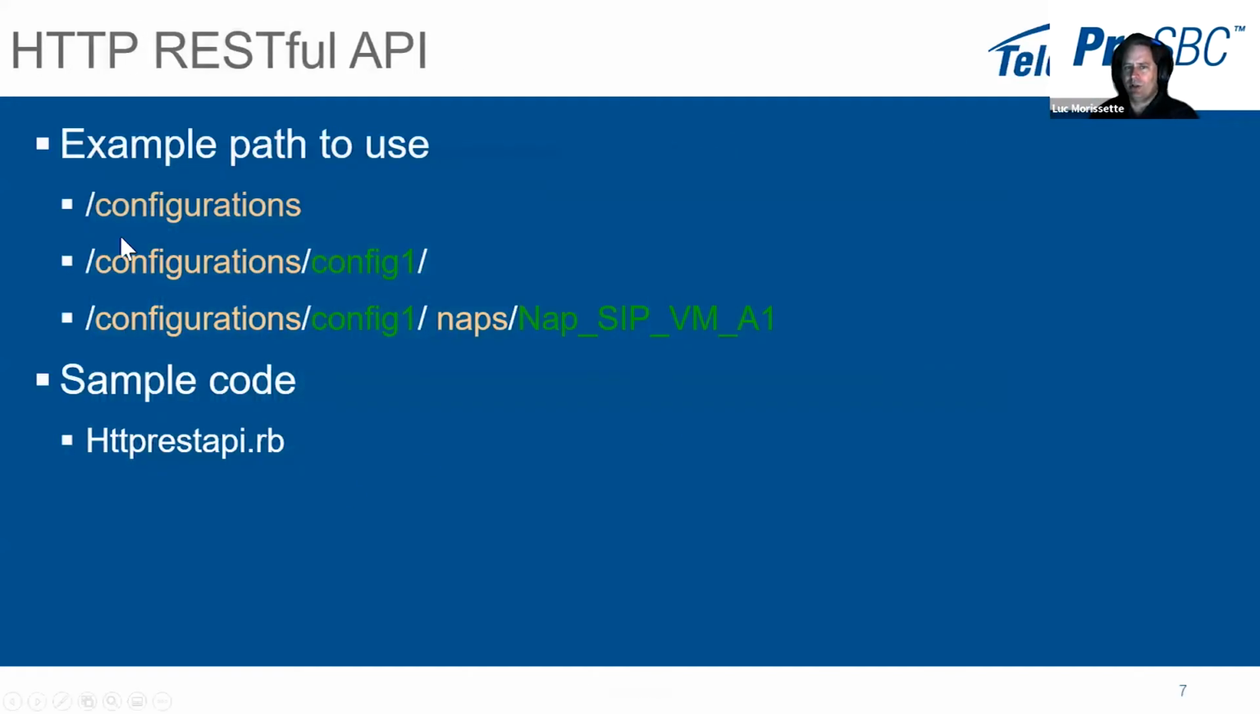And what, for example, these paths are what we use in our system. You have configurations, so that's your collection here. And config1 is your resource, or in our case, our configuration. Then you have the network access points and one specific network access point. So this parameter here is defined by the telco bridges SBC, so this will not change, but these values are what we configured in the system, and these will change.